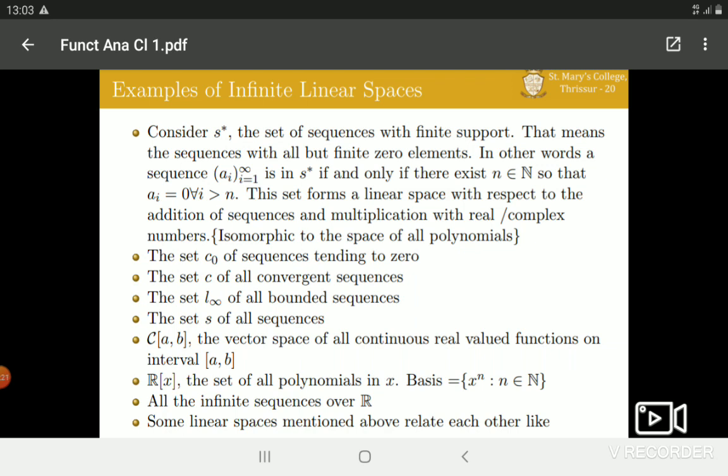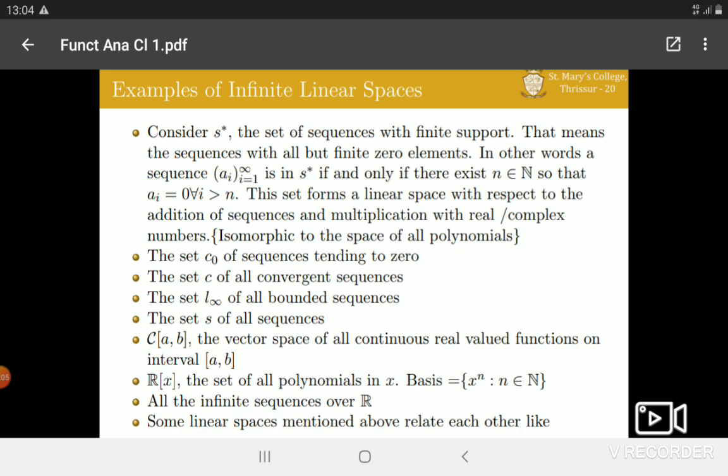This set forms a linear space with respect to the addition of sequences and multiplication with real or complex numbers, and the space can be considered as isomorphic to the space of all polynomials. Now another example that I want to give is the set c naught of sequences tending to 0, then the set c of all convergent sequences, the set l infinity of all bounded sequences, the set S of all sequences. Then maybe we can take all the infinite sequences over R, that's also an infinite linear space.